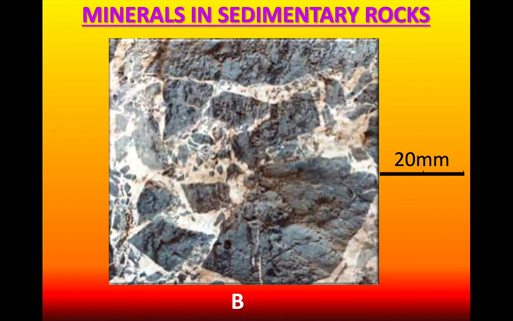Rock B has large clasts of rock. These clasts are a variety of sizes, the largest being 50 or 60 millimeters across.